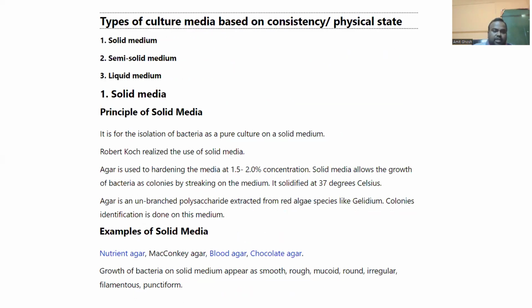So we have learned three types of media, as we discussed the types of culture media based on consistency or physical state. One is solid medium, another is semi-solid medium, and the third is liquid medium. We already discussed what solid media, liquid media, and semi-solid media are, and their examples and their purpose.